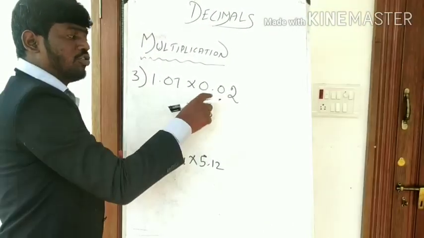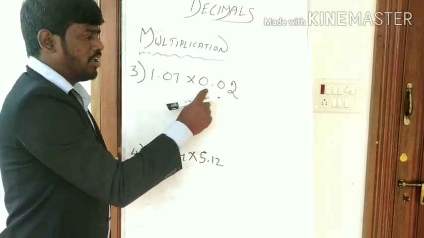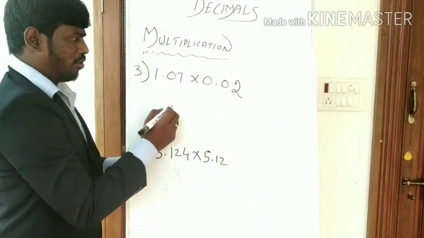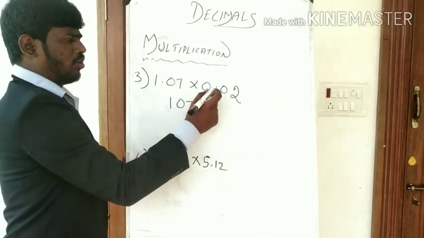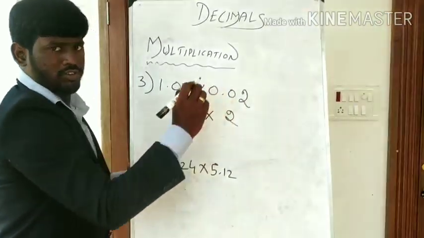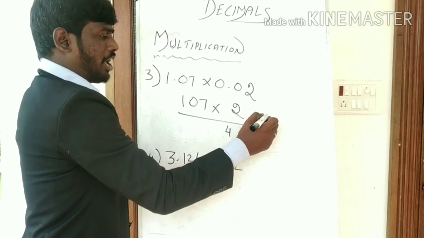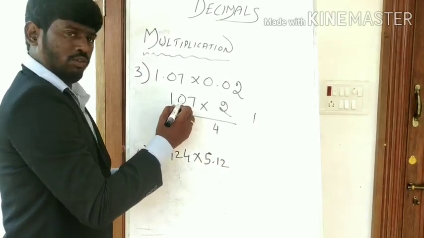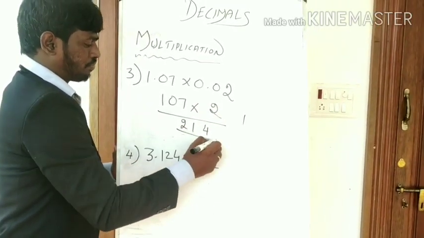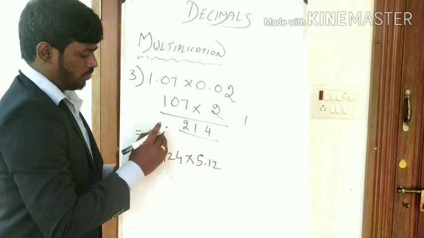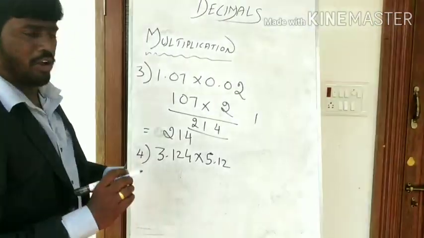Next question number 3. 1.07 into 0.02. 1.07 multiplied by 0.02. Now I am going to multiply 107 by 002. You can multiply by 2 itself. 2 sevens are 14. Carry over 1. 2 into 0, 0. 0 plus 1, 1. 2 ones are 2. Now 2, 1, 4. Now listen, we are going to give the point.